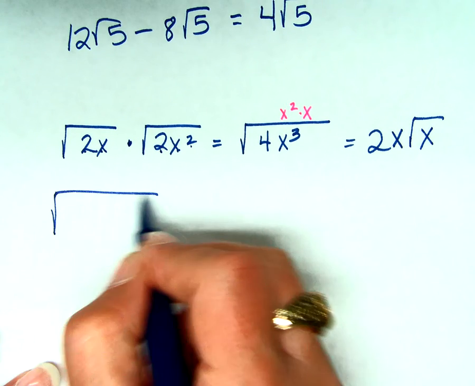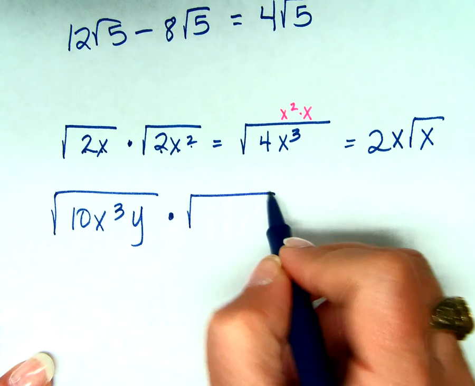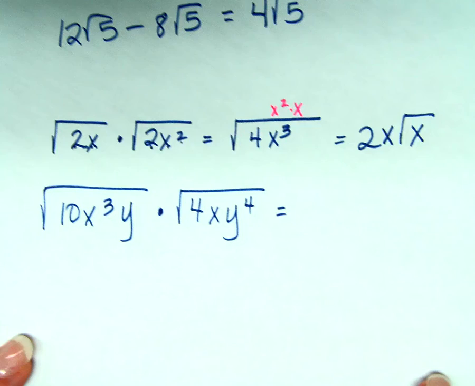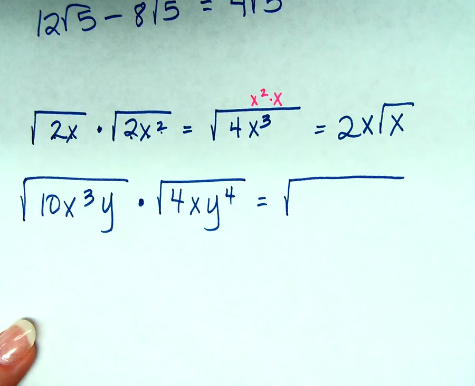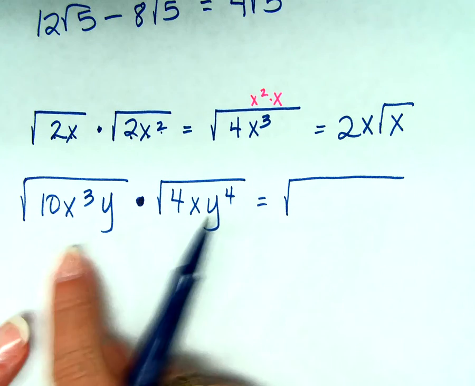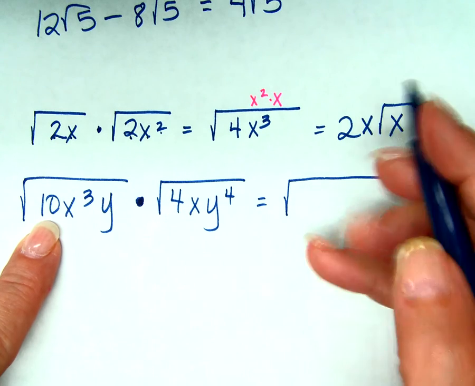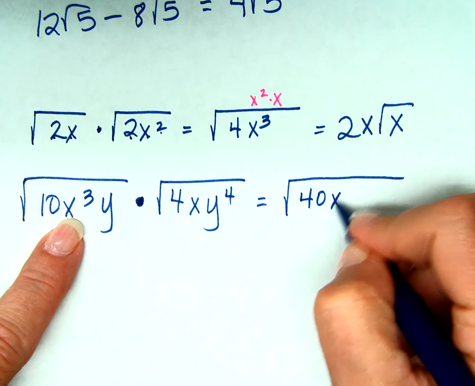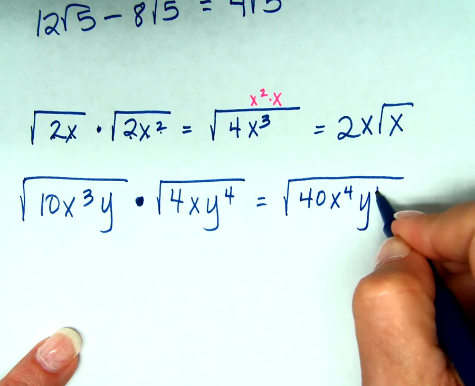What about the square root of 10 x to the third y times the square root of 4 xy to the fourth? What do I get here? This only works because we're multiplying, right? Wouldn't work at all if I was adding, would it? Okay, so what's 4 times 10? 40. And what's x cubed times x? X to the fourth. And what's y times y to the fourth? Y to the fifth. Good.